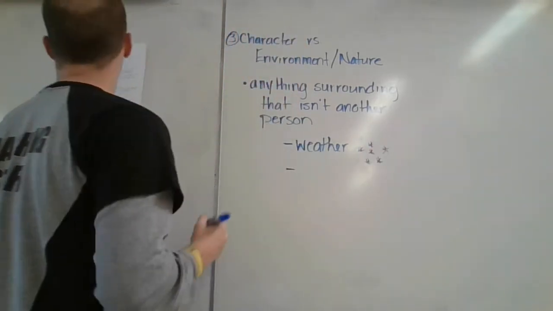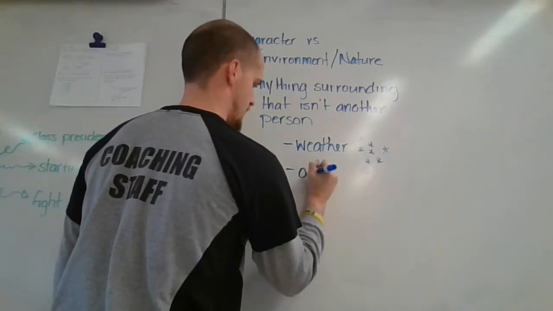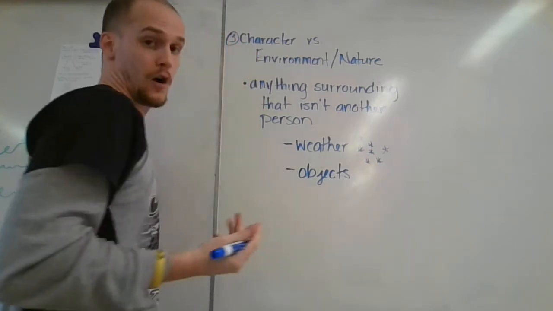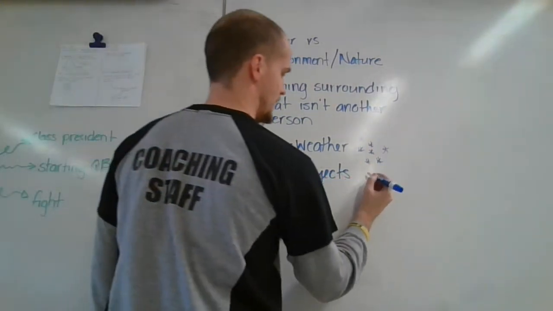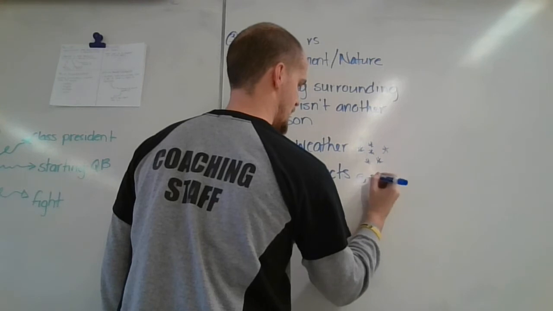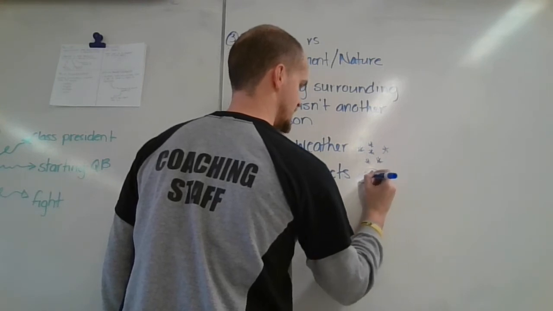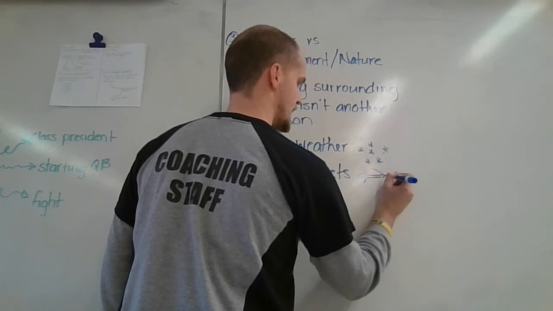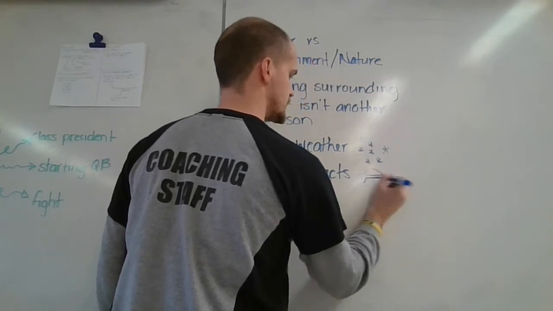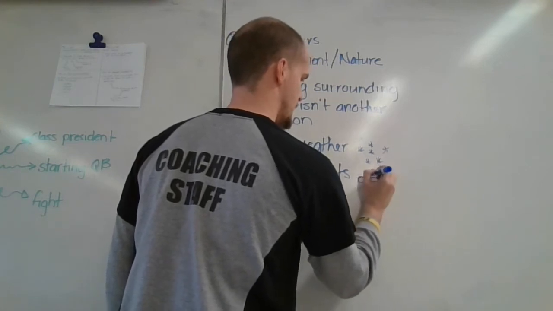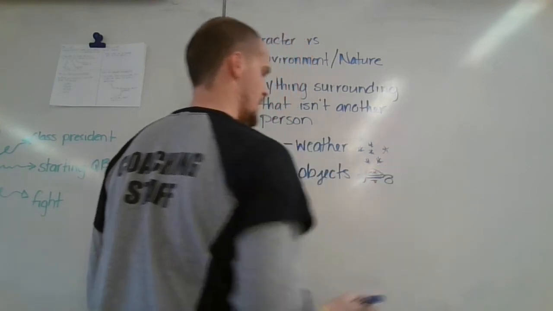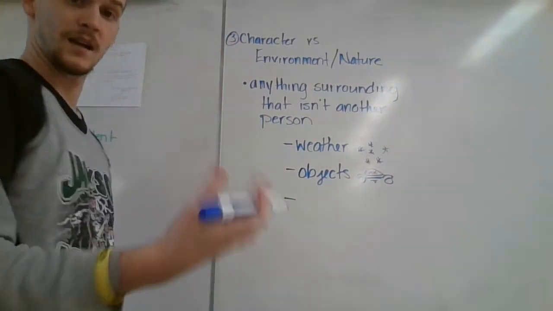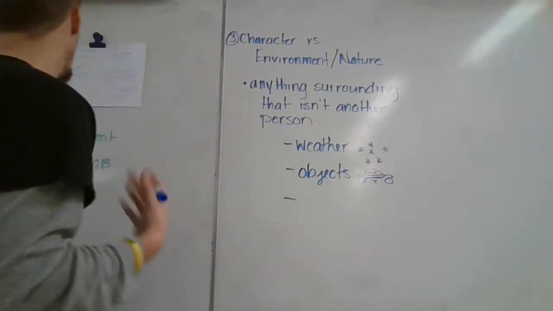It could be objects. A person's car breaks down, and that's a conflict. They're mad with the car. As illogical as that sounds sometimes, it happens. I've yelled at my car many times before. So maybe it died. All right. And so the car's dead. That would be conflict between the character and the car or an object.